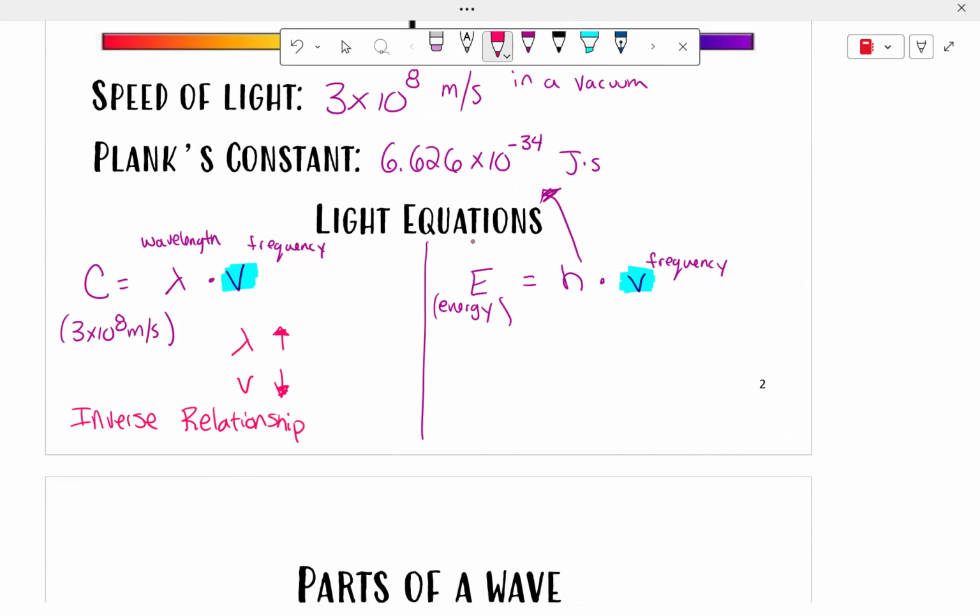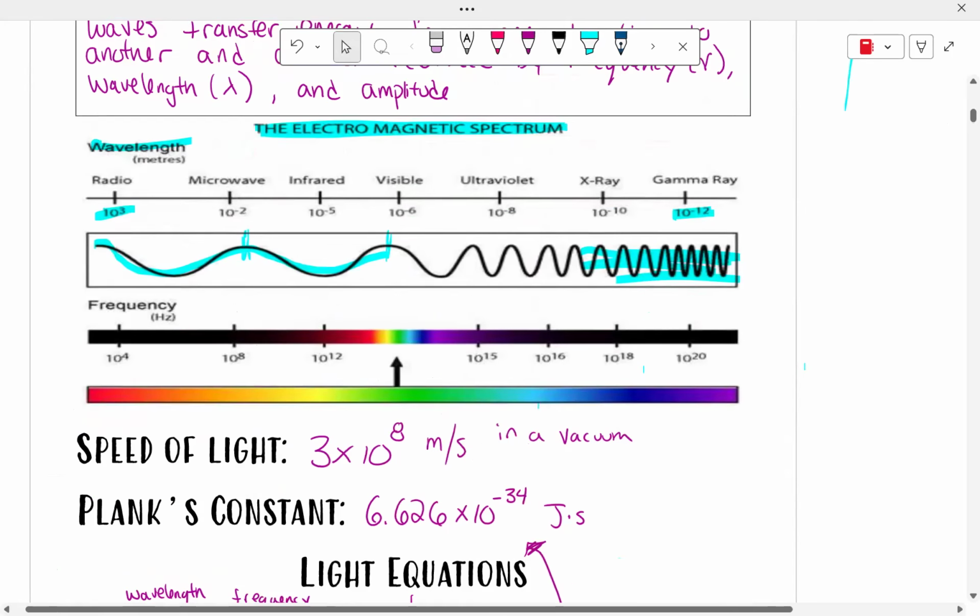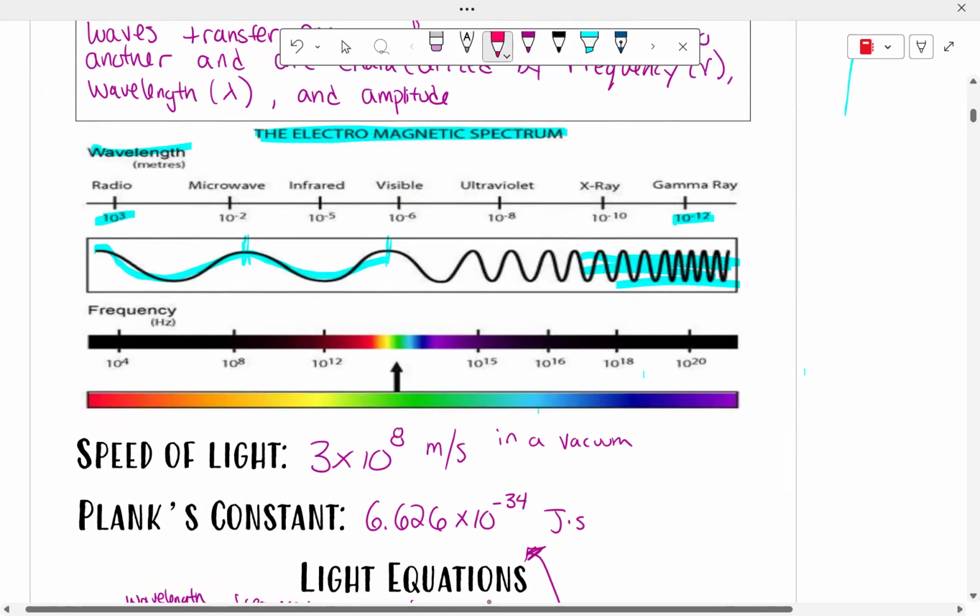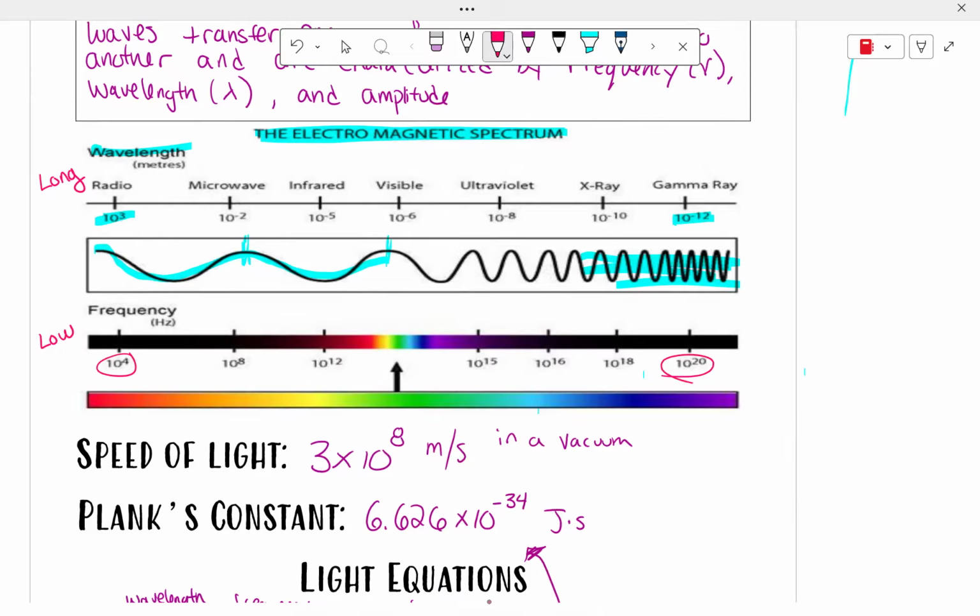So again, if we look back at our chart, if we have a high, aka long wavelength, we're expecting a low frequency. So you can see this is a lower number than over here. Oppositely, if we have a short wavelength, we're expecting a high frequency.